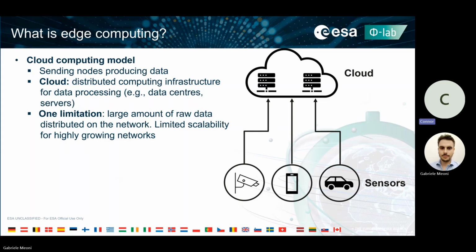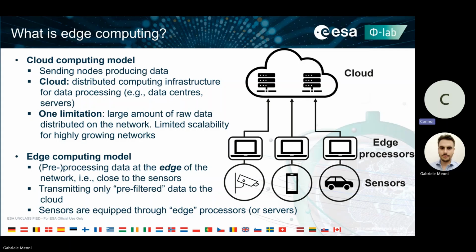So one of the approaches to solve this issue is to process the data, as we say, close to the device itself, at the edge of the network. That's why we are talking about edge computing. Edge computing means providing the system, so the sensor itself, with computing capabilities to reduce the data that you are going to inject into the network itself.